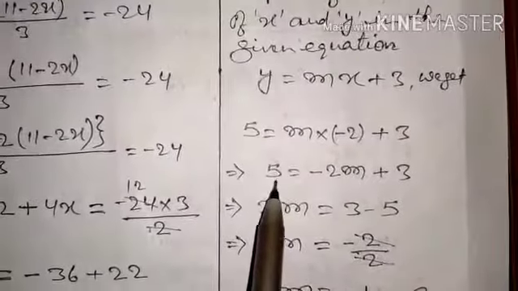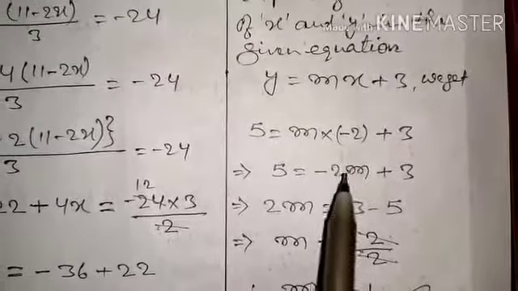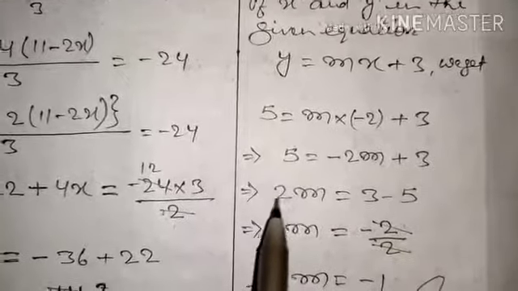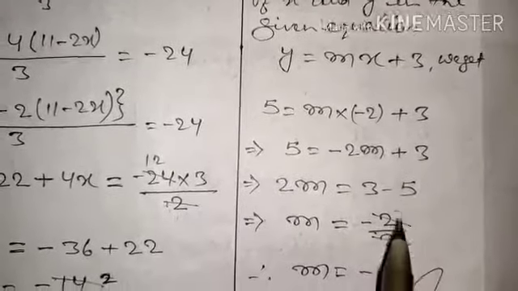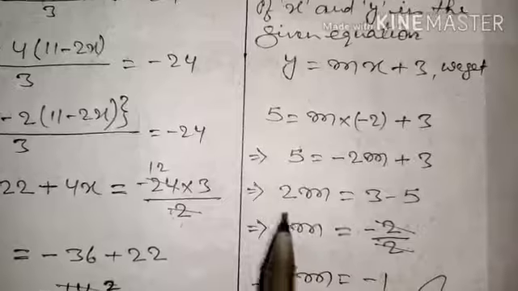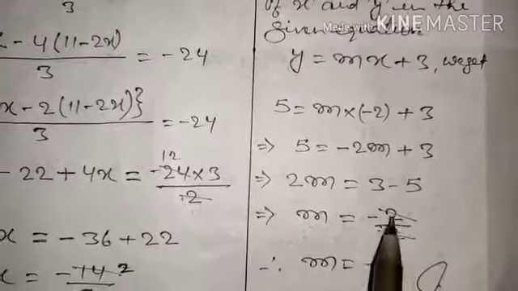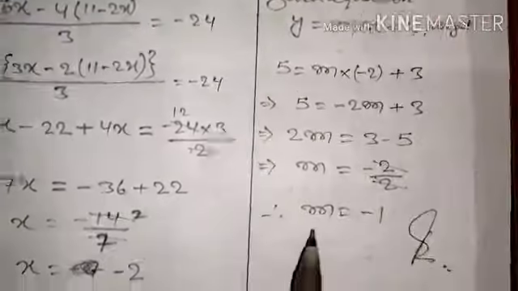It is very easy. First of all, multiplying this, we get minus 2m plus 3. Minus 2m will come to this side and 5 will go to that side, so 2m is equal to 3 minus 5, that is minus 2, so m is equal to minus 2, and this 2 will go in the denominator, so minus 2 divided by 2 will become minus 1, so m is equal to minus 1. This is the final answer.